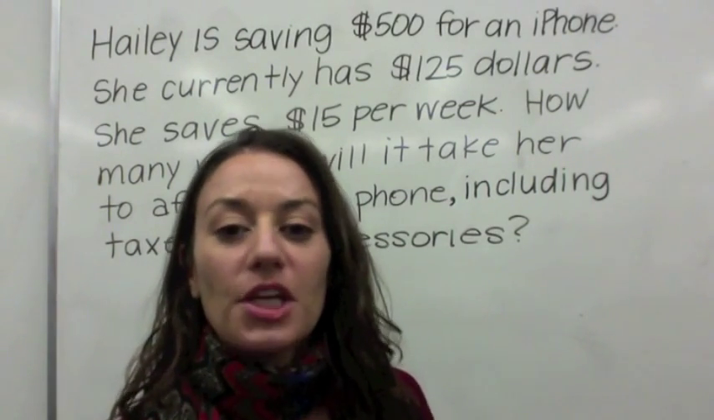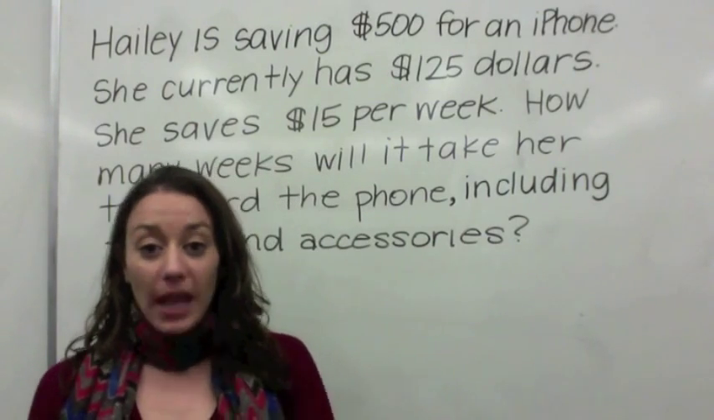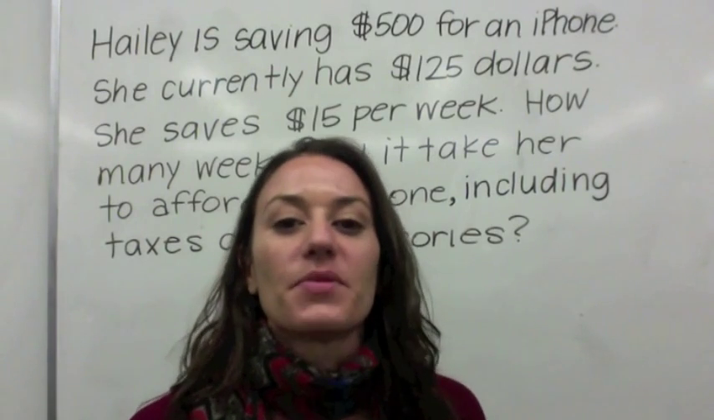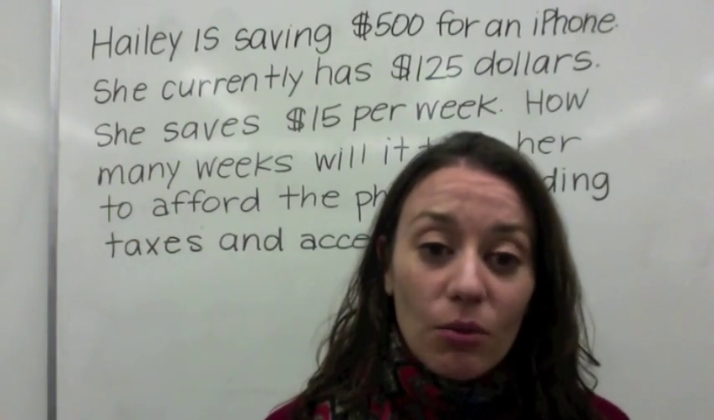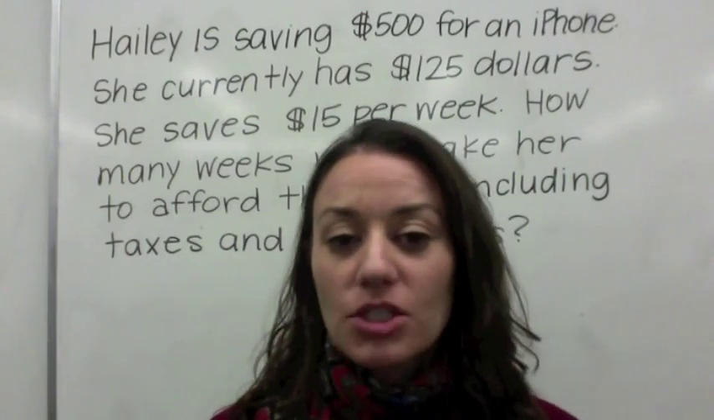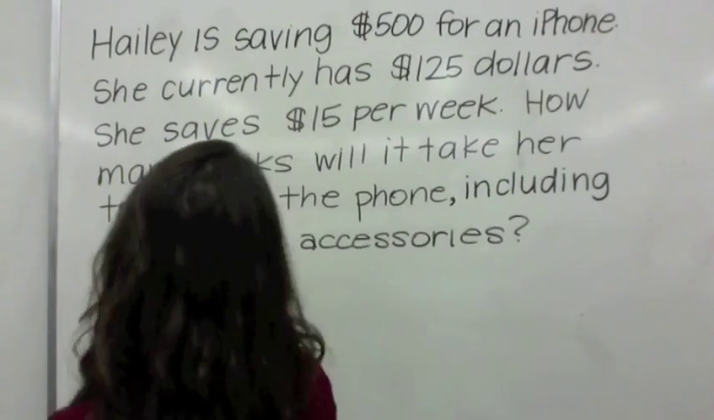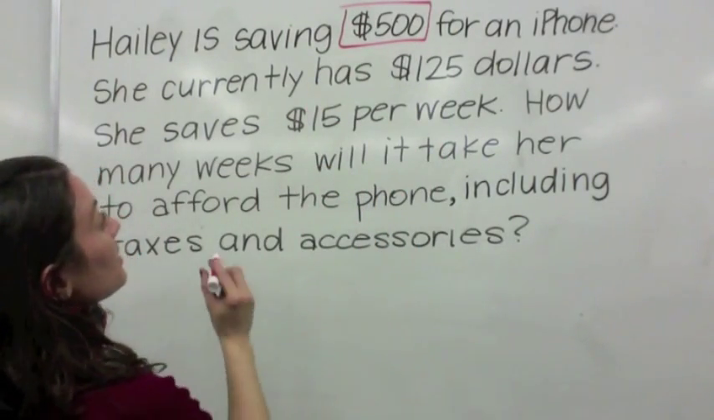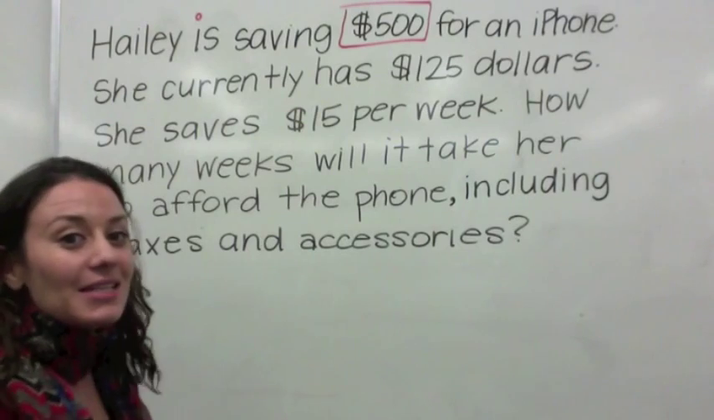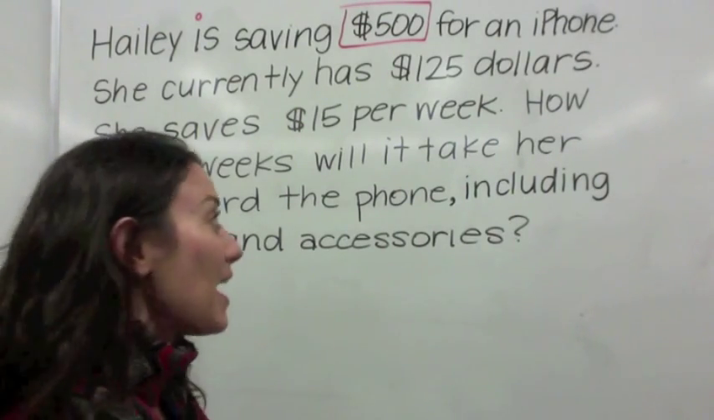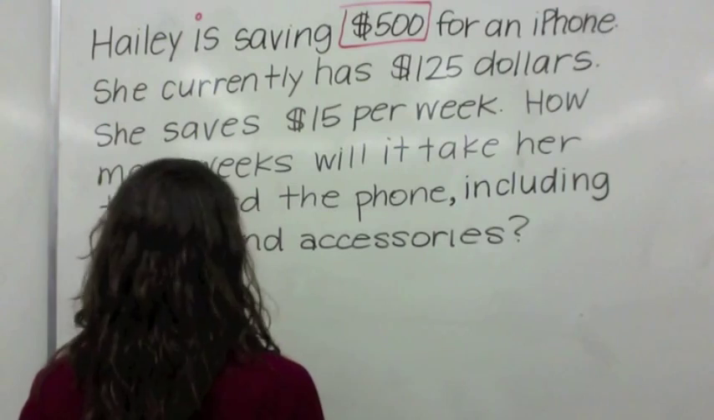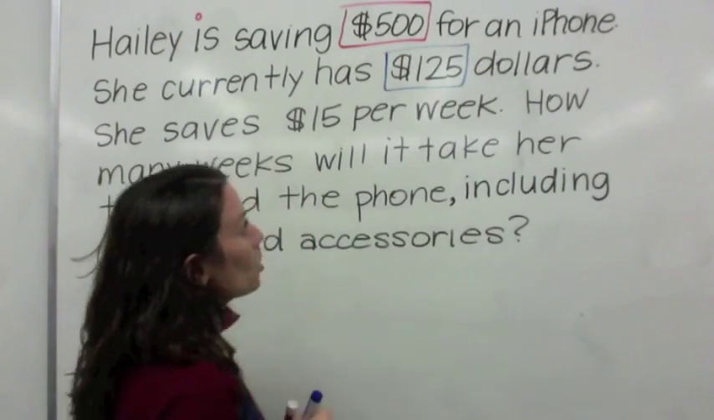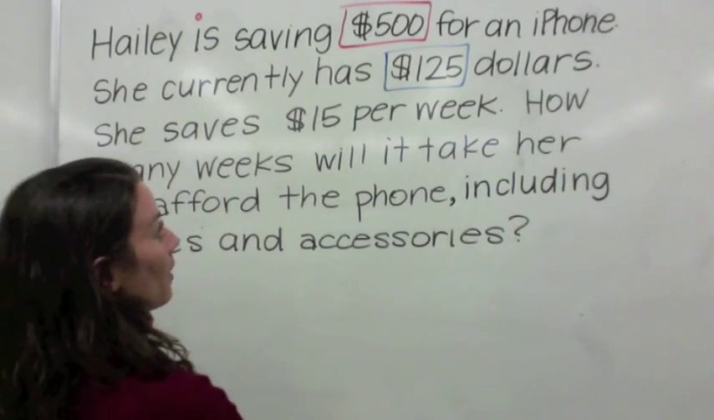So, she needs to afford the iPhone and more. Because you just don't buy a phone by itself, right? You have to buy all the stuff that goes with it. So that is why we have an inequality, don't we? Let's take a look at the numbers. Let's box the numbers. She needs to save $500. Right now, she only has, unfortunately, $125.